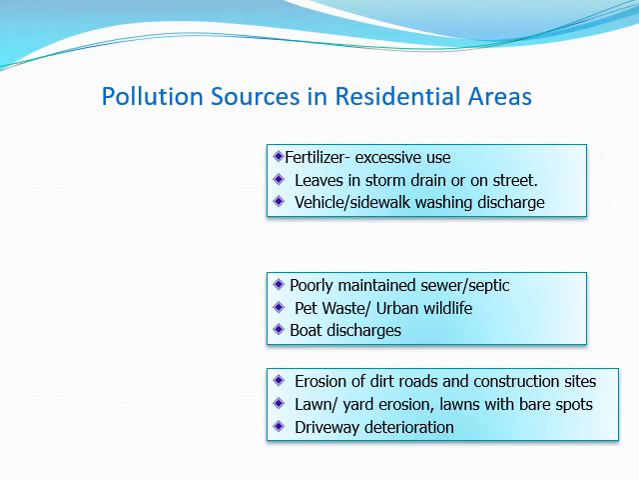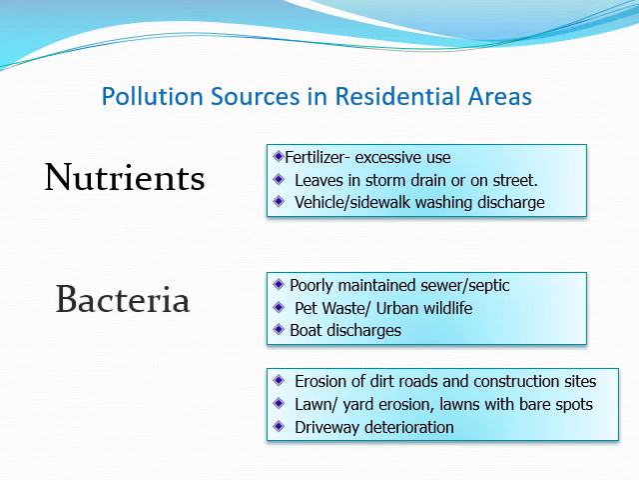So the first one, fertilizer, leaves in the storm drain inlet, and a lot of people washing their cars on the sidewalk. That might lead you to believe that there's a lot of nutrient pollution coming from your community, and reducing the sources of nutrients might be something that you focus on. If you've got a lot of poorly maintained septic systems, a lot of pet waste, or even urban wildlife like golf course geese in your community, or a lot of boats with boat discharge, that might be an indication of high bacteria. And we're going to talk a little more about bacteria later in the course.